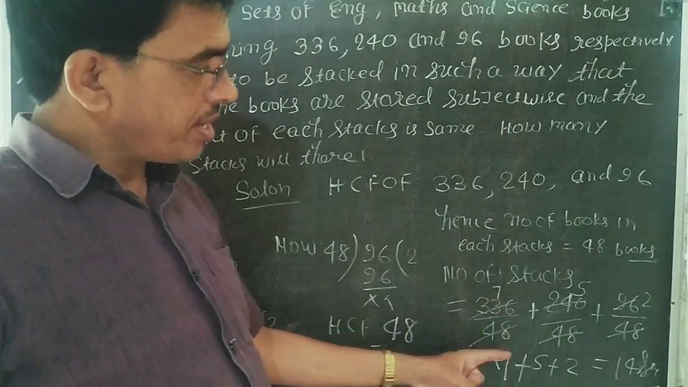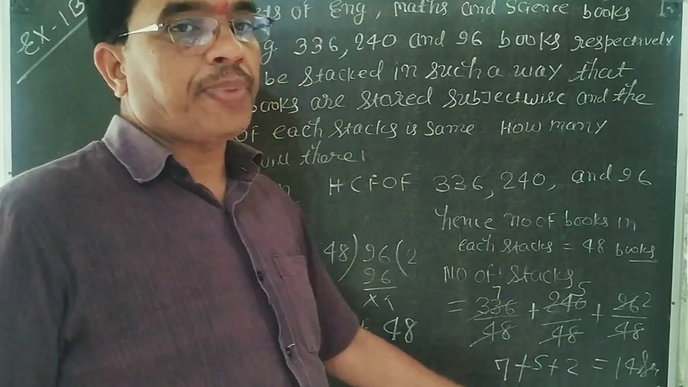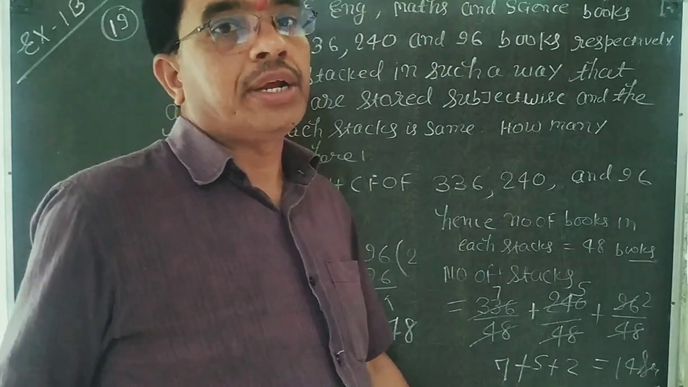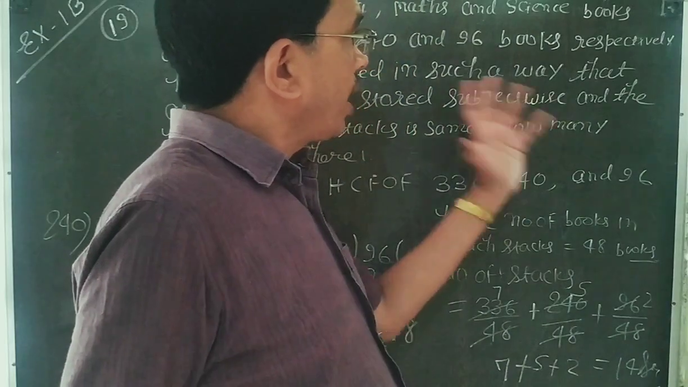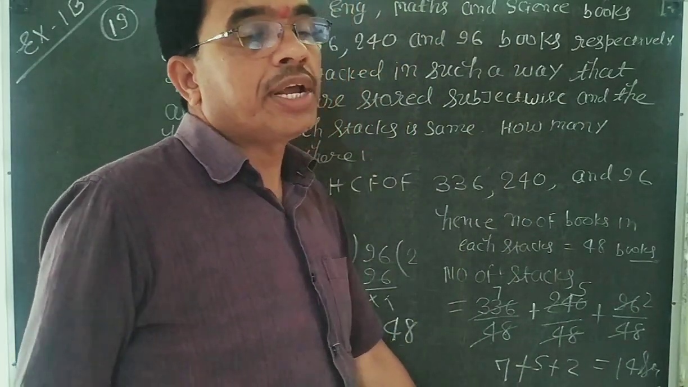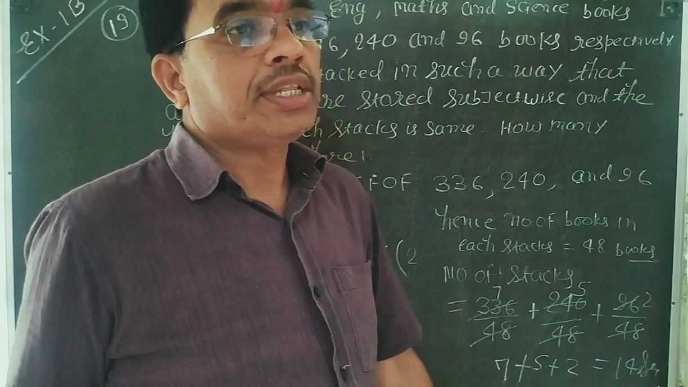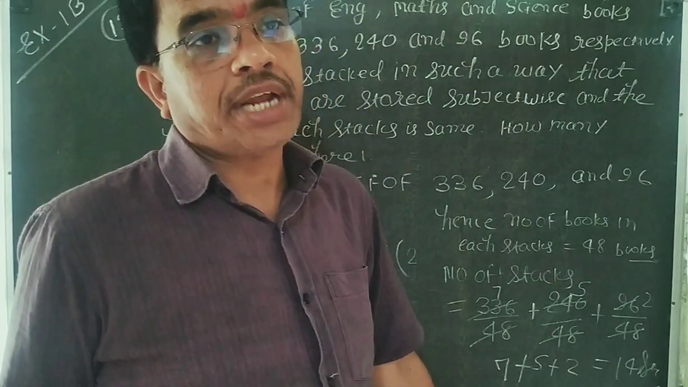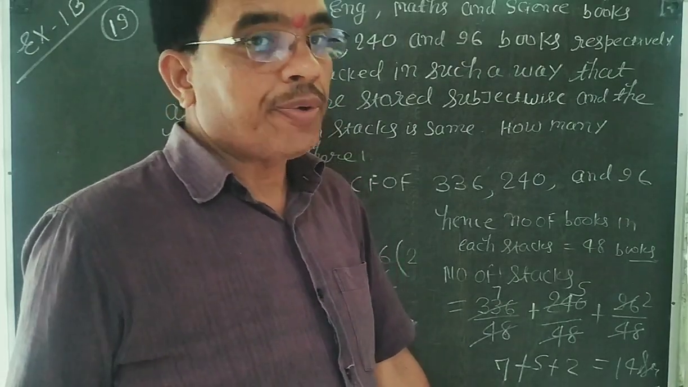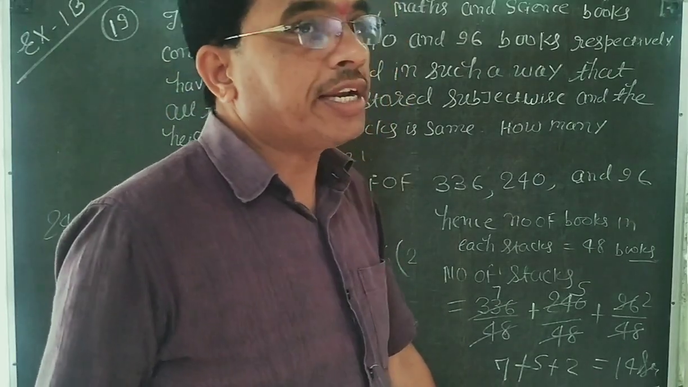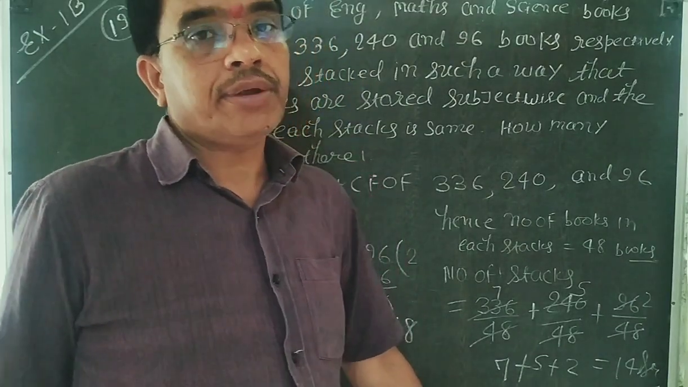Here is 7, here is 5, here is 2. So 7 plus 5 plus 2 is 14. That is 14 stacks in total. When you arrange the books in this way, with each stack having 48 books, and arrange mathematics, science and English, you get 14 stacks, and it is compulsory that each stack has 48 books.